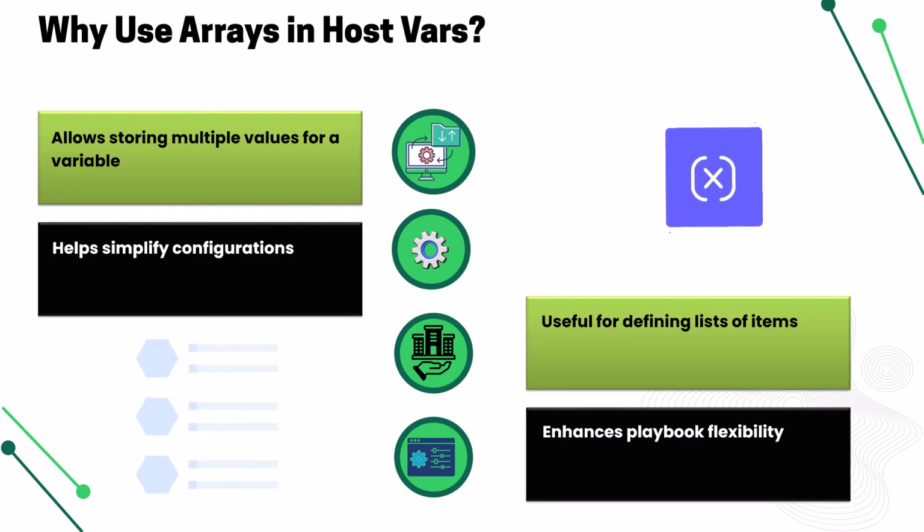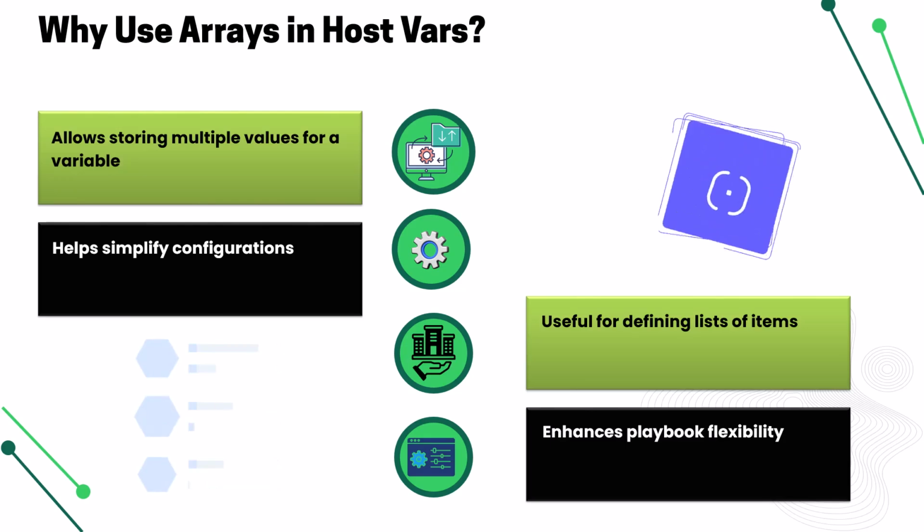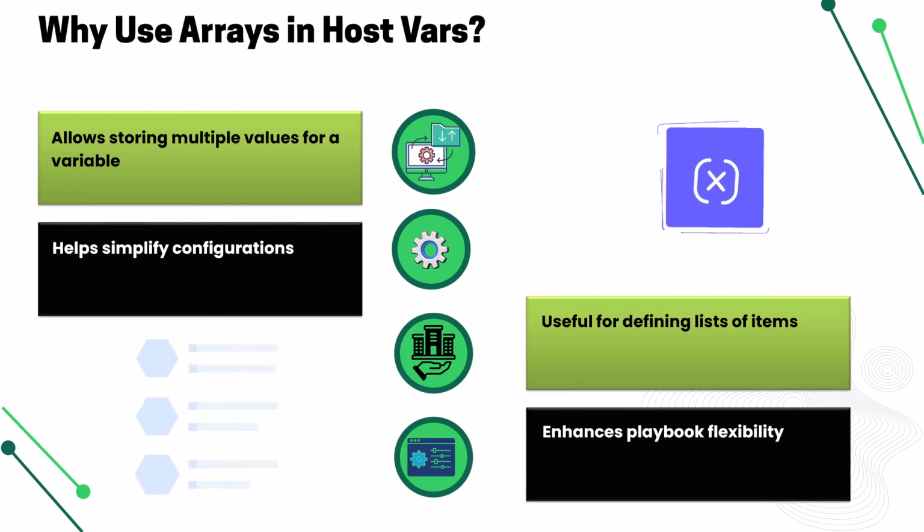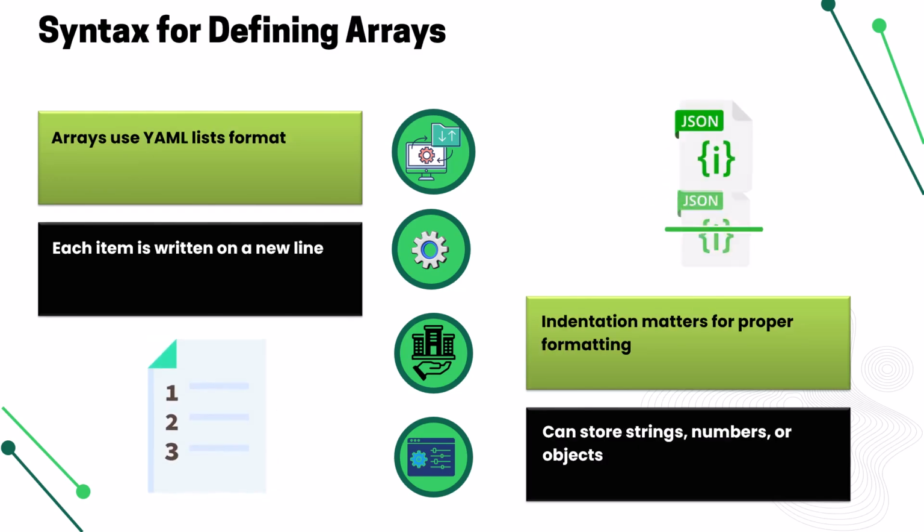Why store one value when you can have a whole list? Whether you need a list of packages, IPs, or configurations, arrays make things cleaner and more efficient. It's like having a shopping list instead of remembering everything on the spot. Less room for error. Syntax in YAML is straightforward.